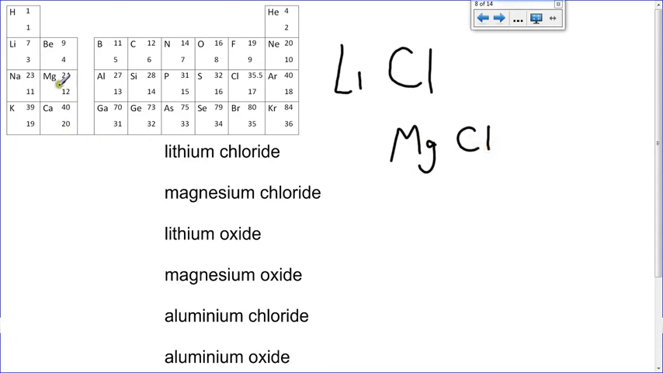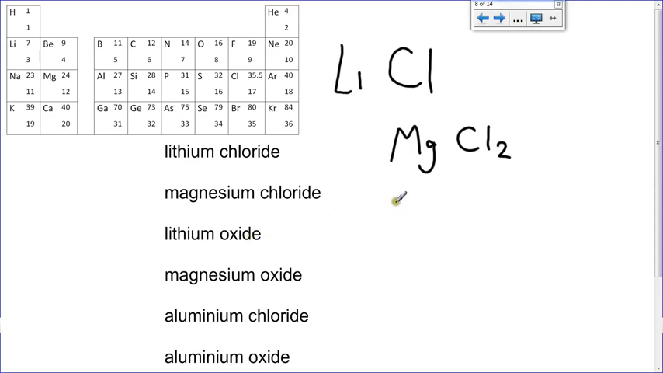Magnesium's in group 2, so it's going to give away 2 electrons. But chlorine only needs 1 electron because it's in group 7. So this time we need 2 chlorines. 1 chlorine will accept 1 of the 2 electrons from magnesium. The other chlorine will also accept 1 of the 2 electrons from magnesium.